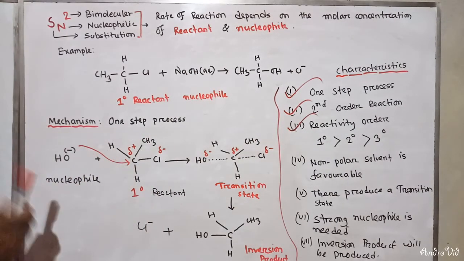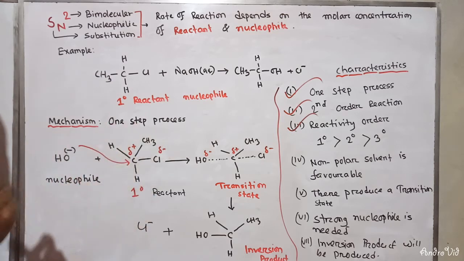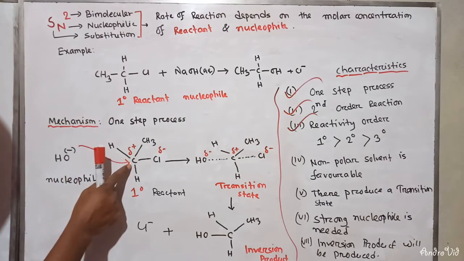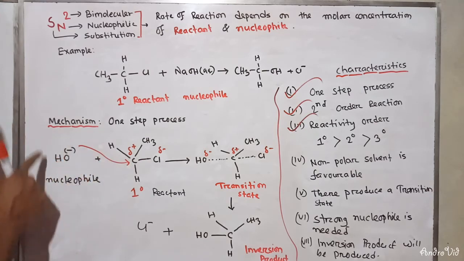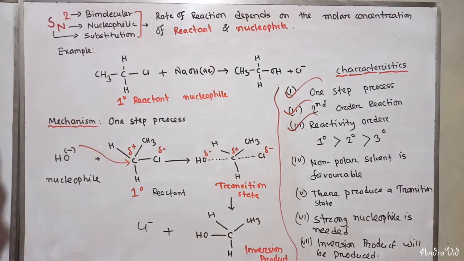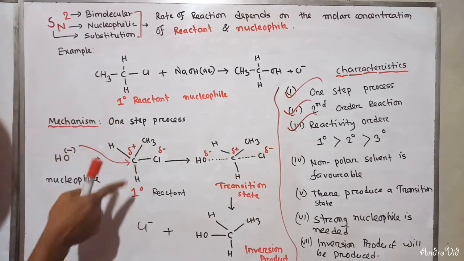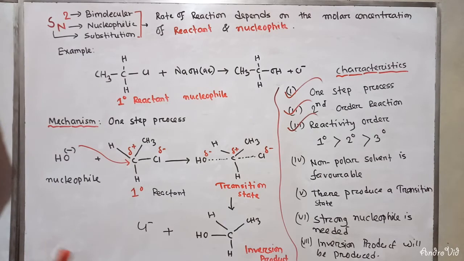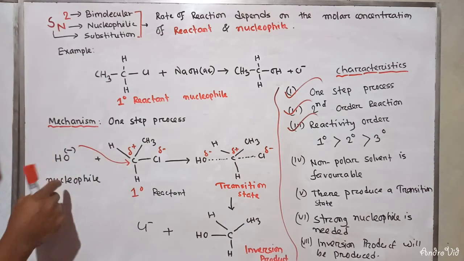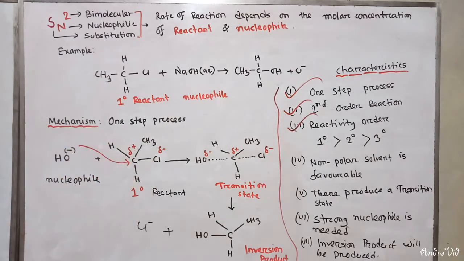In case of 1 degree alkyl halide, when the nucleophile attacks from the opposite side, it is comparatively easy to reach this carbon atom. But in case of 3 degree alkyl halide, 3 methyl groups will be present here. Then to reach this carbon atom by the nucleophile will be tough, because each methyl group acts as a bulky group, so they produce a steric hindrance effect. Due to this steric hindrance effect, reaching this carbon atom by the nucleophile will be tough, and that's why in case of 1 degree alkyl halide, only one methyl group is present.